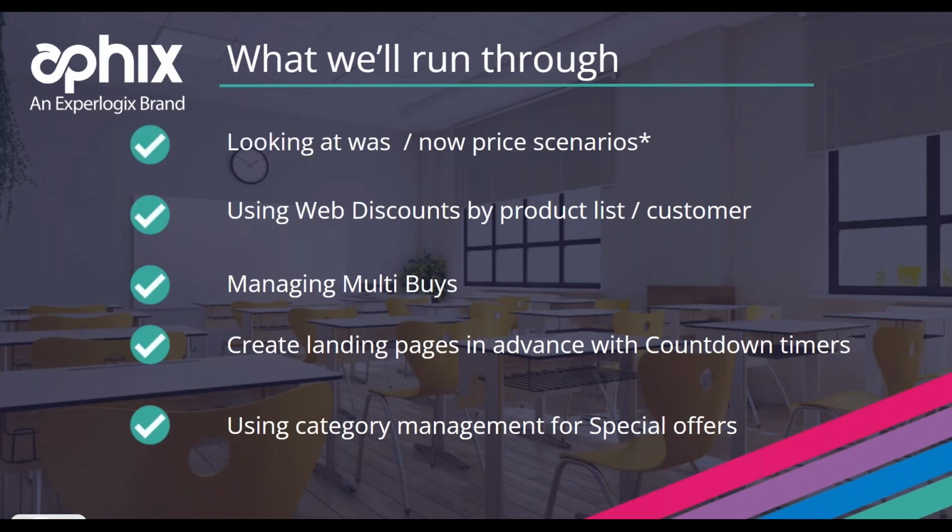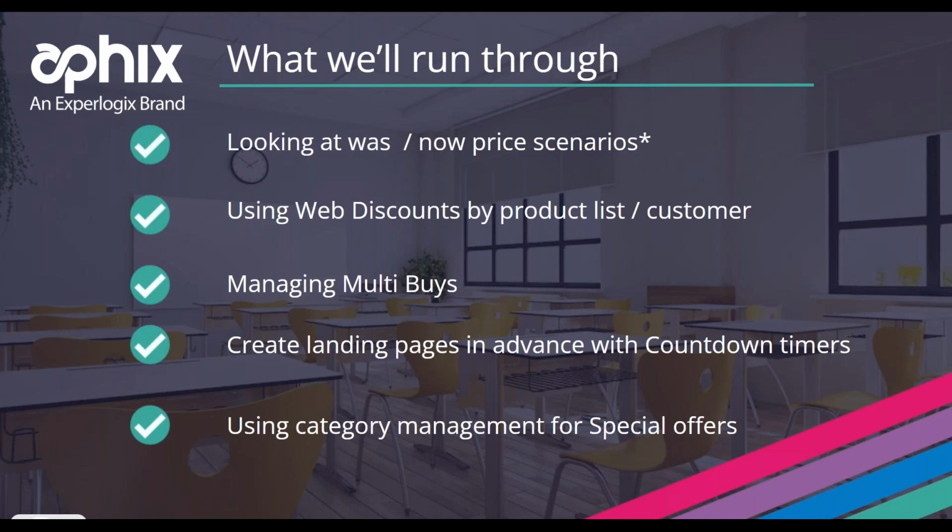In today's session, we will be looking at Was Now price scenarios. The little asterisk really signifies this in a standard context. The reason I'm highlighting that is that there are some scenarios where there could be customized elements of how this approach works, based on how the ERP is set up in the first place. But by and large, we'll be able to demonstrate how this works in a standard way.